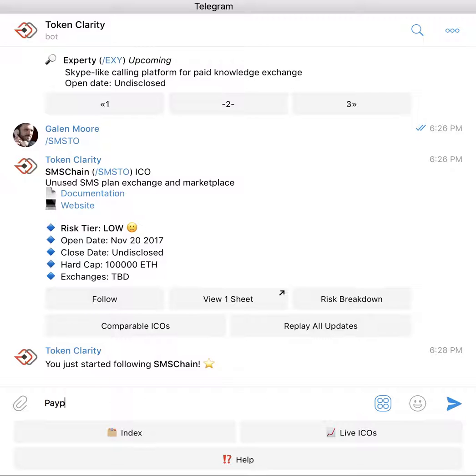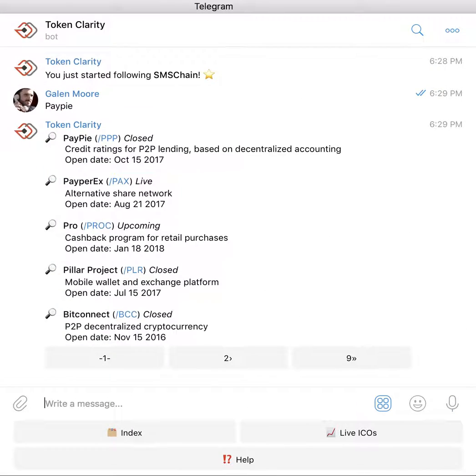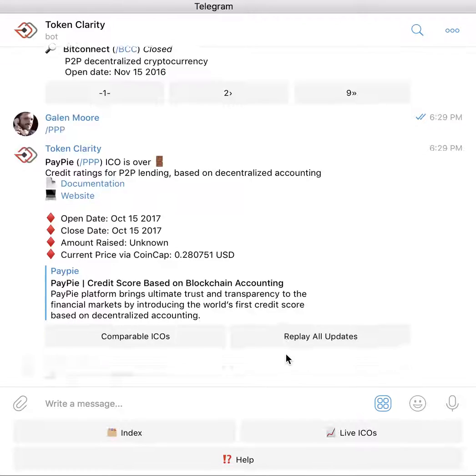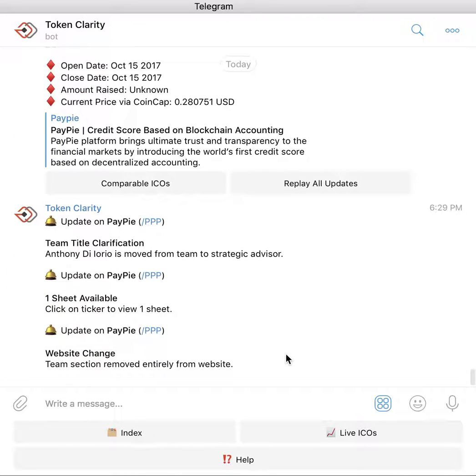So I'm going to pull up a project that I know had a couple of interesting ones. This is a project called PayPi. They were doing credit ratings for peer-to-peer lending. Super interesting project. They closed in October, and I think we still don't know exactly how much they raised, but let's go back and see about some of the updates that we posted about PayPi because some interesting things happened during the run-up to their ICO.